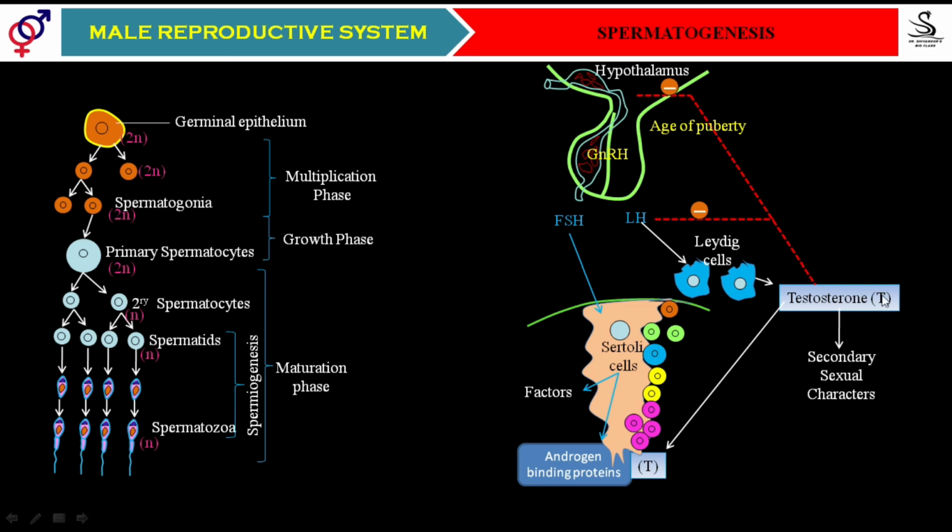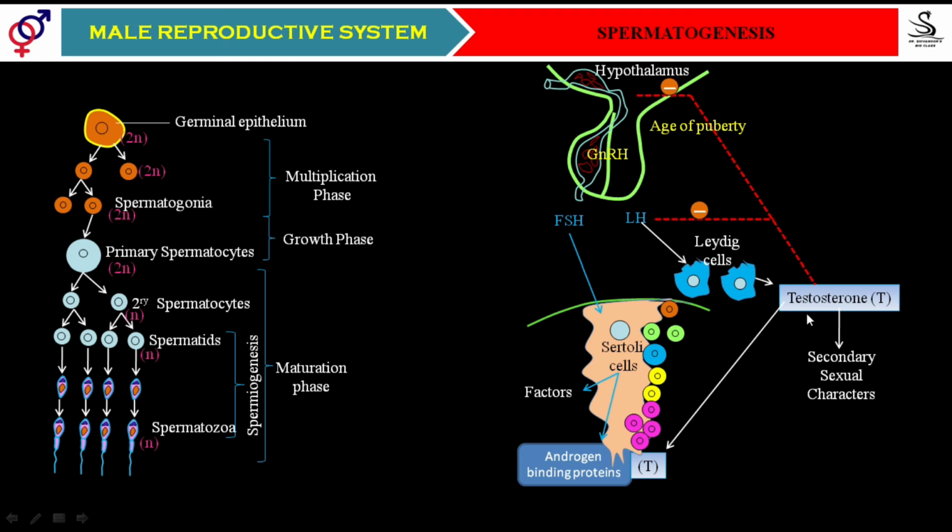How is the concentration of testosterone maintained? It is maintained on its own. Whenever the testosterone concentration increases in the blood, that increased concentration automatically gives negative feedback to the hypothalamus, and it even gives negative feedback to the anterior pituitary gland. Because of that, LH hormone secretion is going to reduce, and once LH secretion reduces, automatically the testosterone concentration is going to reduce.